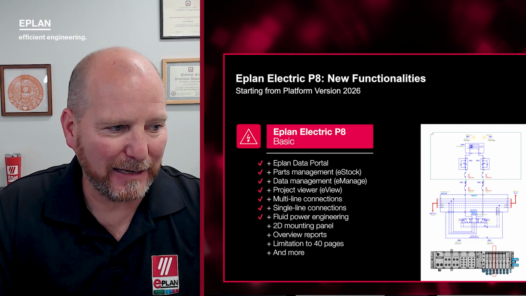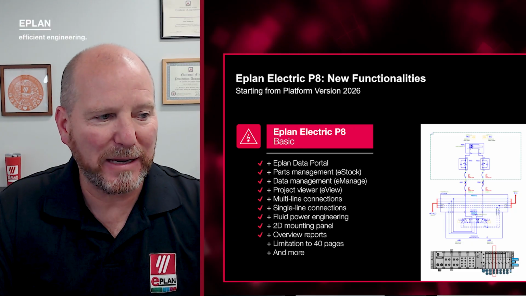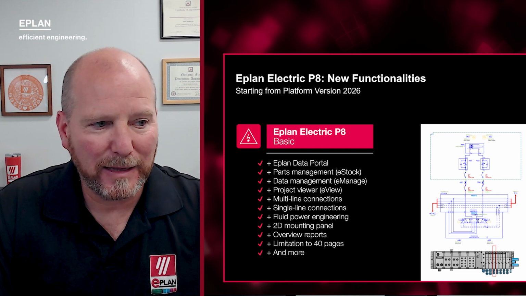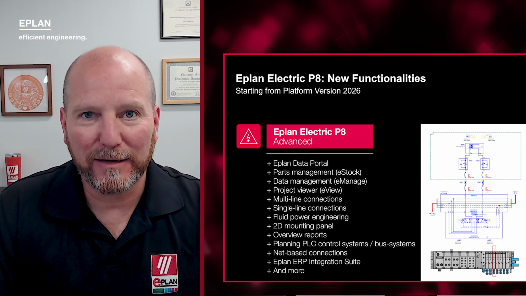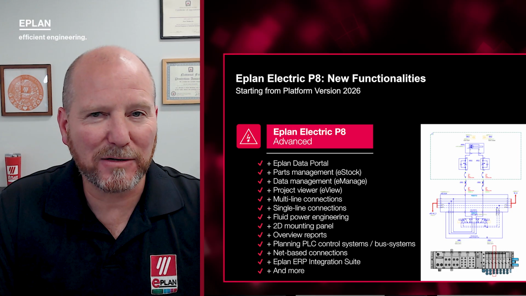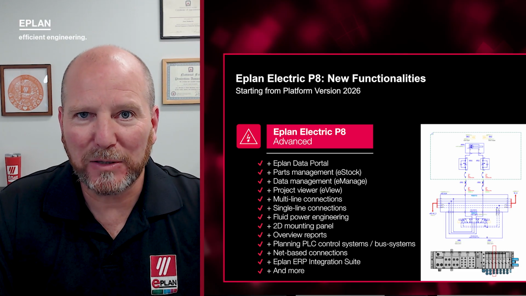And then it's added to 2D mounting layout, overview reports, and because it's the basic expansion, we have a limitation to 40 pages. Then we have Eplan Electric P8 Advanced. It contains everything that the basic has to offer, and it also has the planning for PLC control systems, net-based connections, and ERP integration suites. This allows the user to synchronize parts information between their favorite ERP system and the Eplan platform.